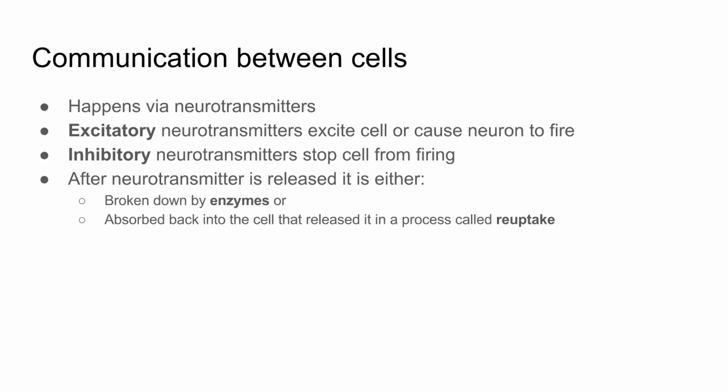And after the neurotransmitter is released, it leaves the terminal buttons, crosses the synapse, and latches onto receptor sites on the dendrites, and passes that chemical information along. After that, there are two things that can happen to it. It can either be broken down by enzymes in that synapse, or it can be absorbed back into the cell that released it, so it goes back across the synapse to the terminal buttons and is reabsorbed in a process called reuptake. And so that's how the body maintains its balance of these chemicals.